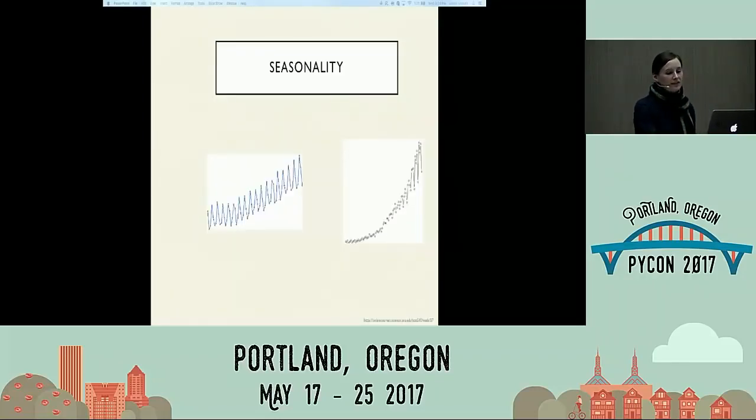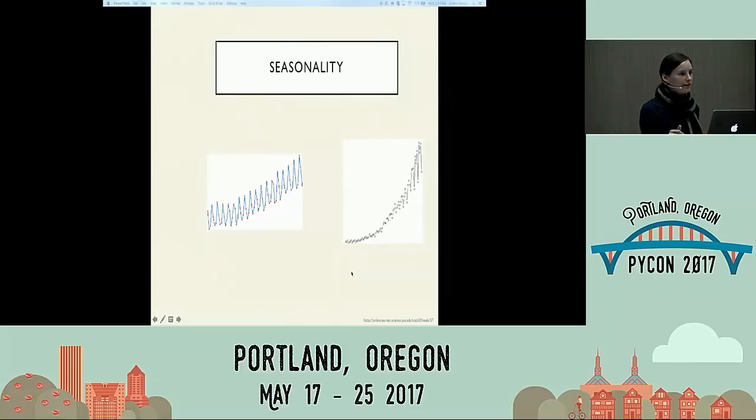Seasonality, well, we saw some seasonal data with the airline passengers example. Here are some other examples. There's two kinds of seasonal data you're usually dealing with. If you look at these, what do you notice as the difference in the seasonality?